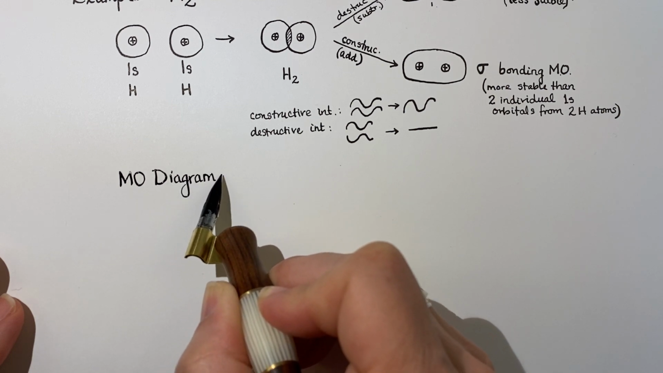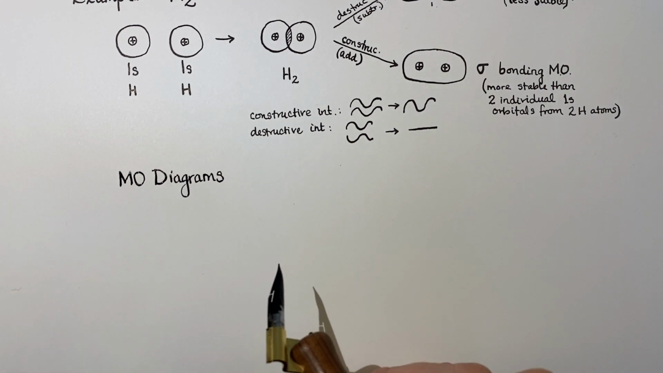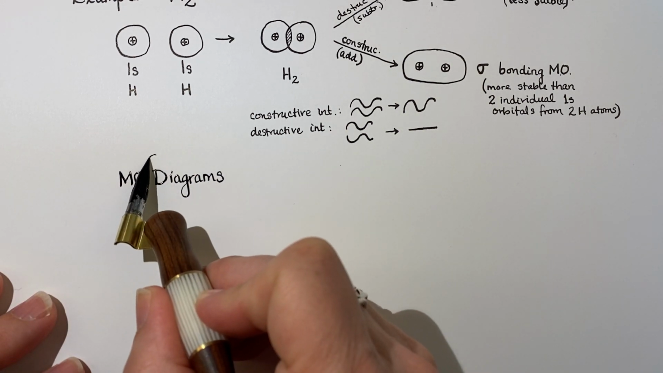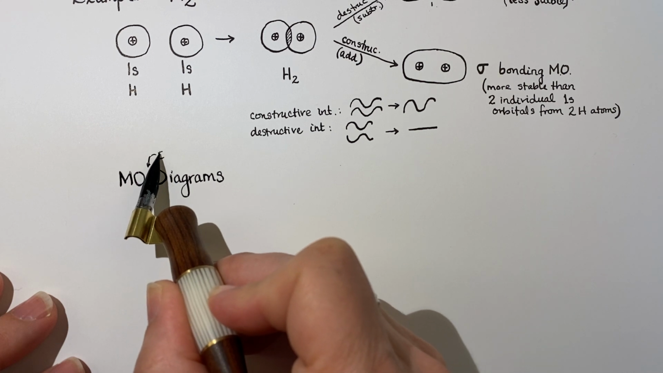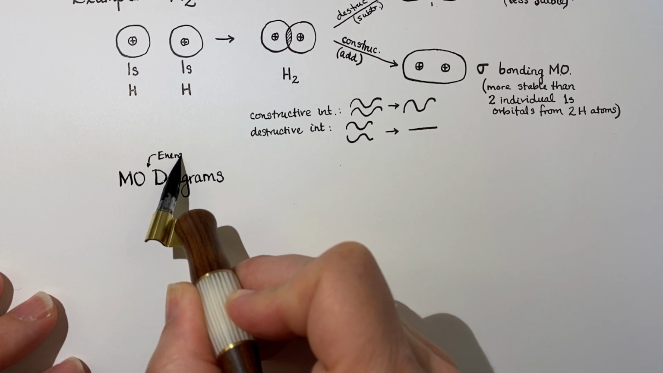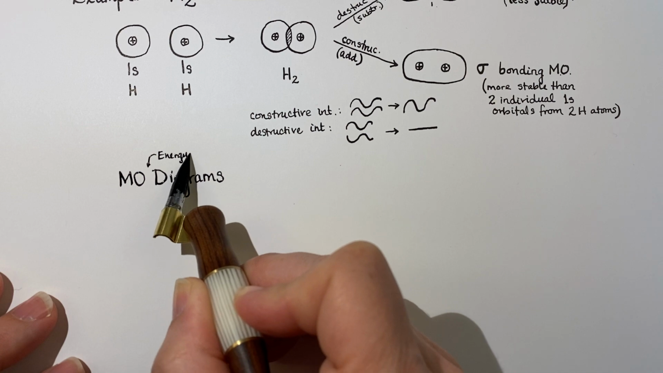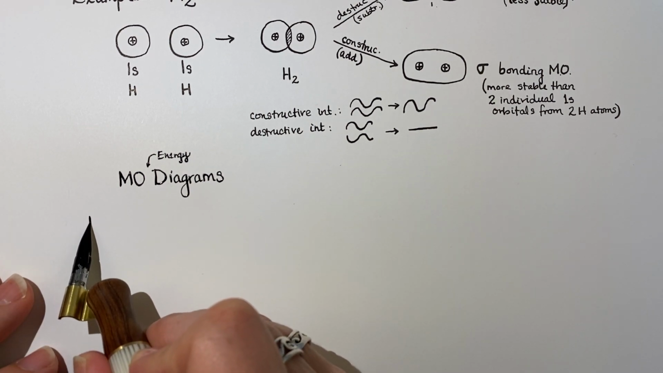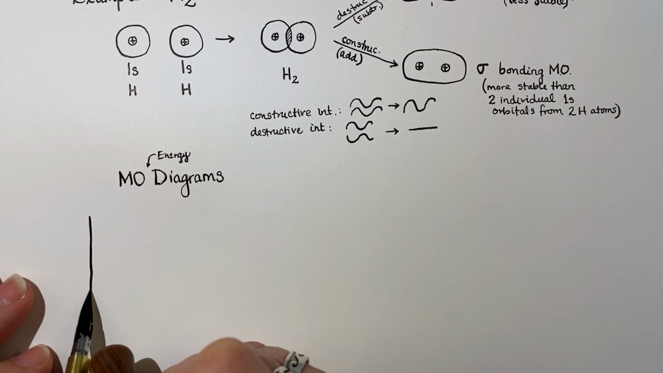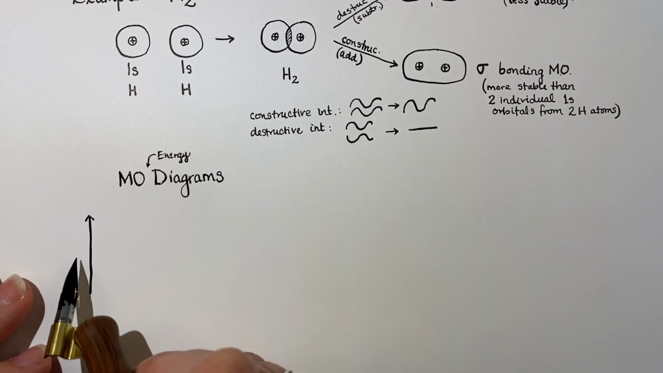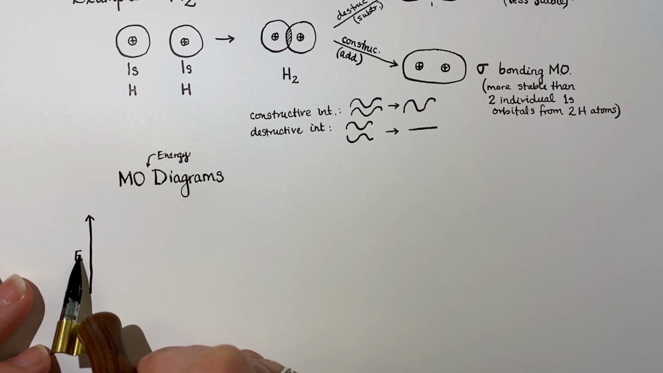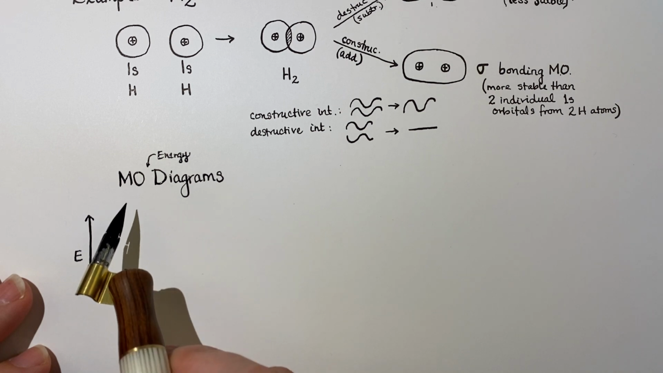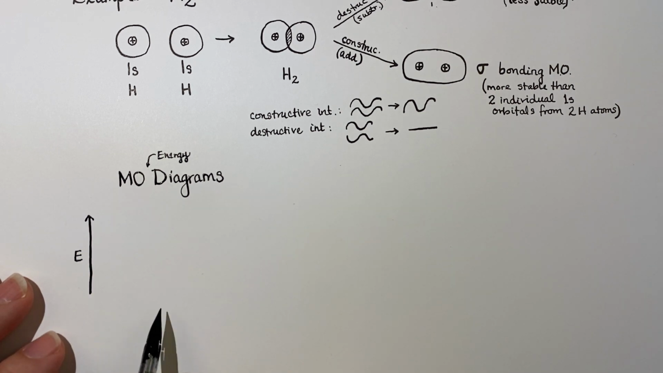But the word energy is always left out, and I don't know why that is. But it is inferred. Okay, so always think of this as an energy diagram. And they look like this. Okay, there's convention to MO diagrams. So first off, it's always an energy diagram, where stable is down here, less stable is up here, lower energy down here.